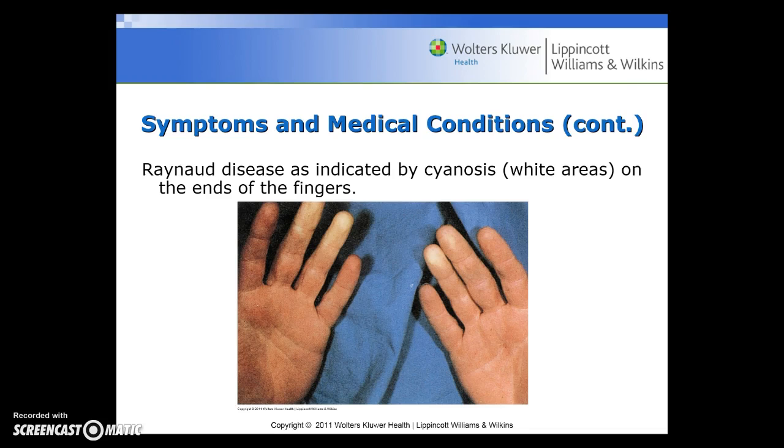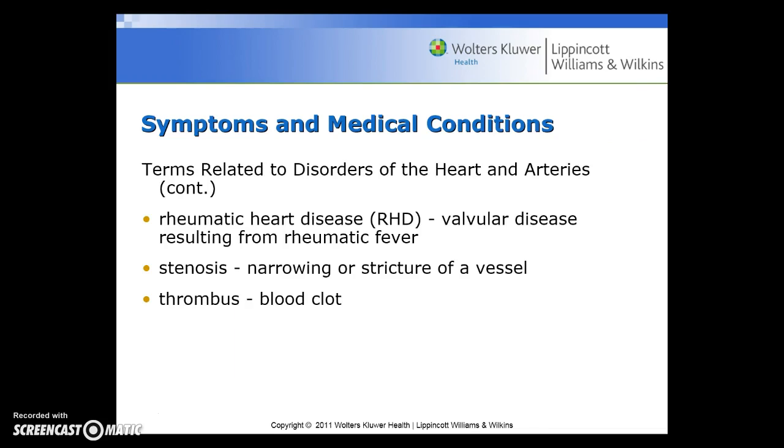Here is a photograph of Raynaud disease as indicated by the pallor, or the white areas, on the ends of the fingers. Rheumatic heart disease, or RHD, is a valvular disease resulting from rheumatic fever. Stenosis is the narrowing or stricture of a vessel. Thrombus is a blood clot.